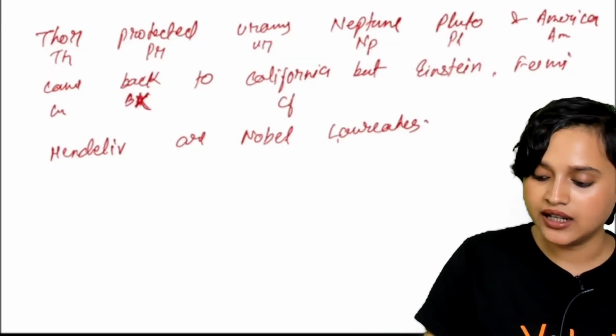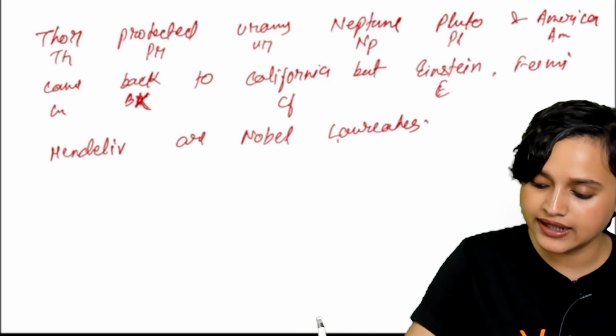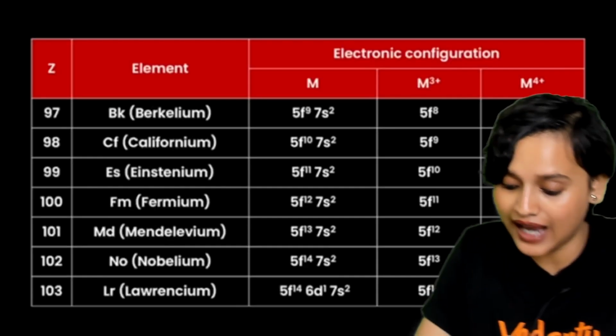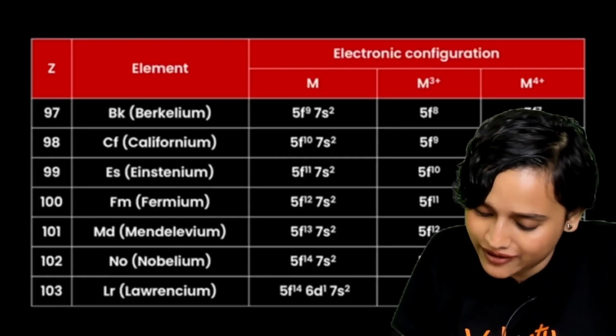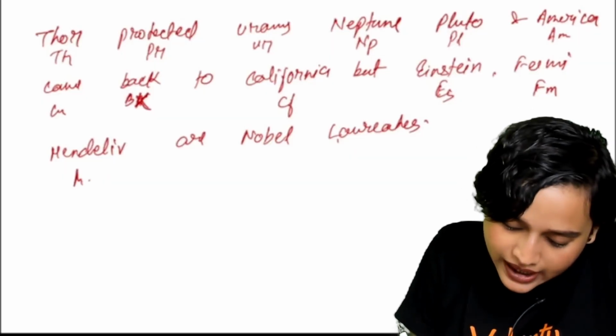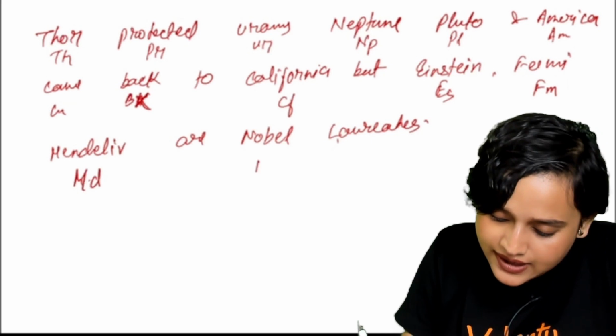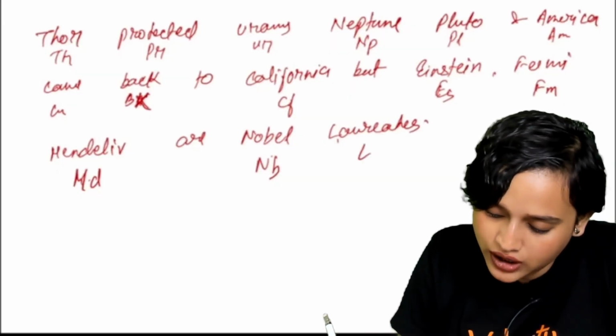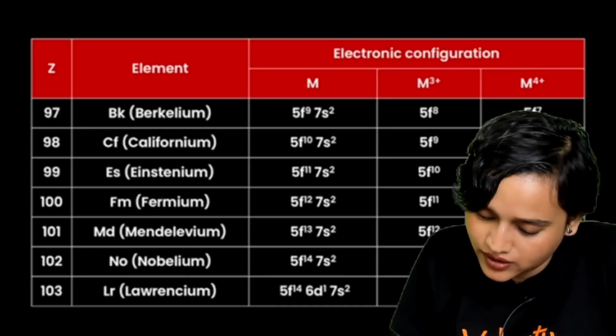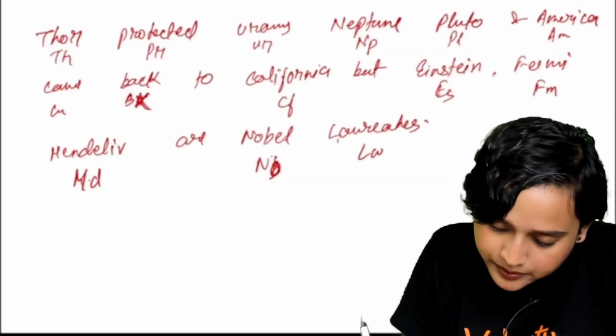Then you have Es, that is einsteinium. Then you have fermium, so Fm. Then you have mendelevium, so Md. Then you have nobelium, and then finally you have lawrencium. So Lw, this is not No, this is No, nobelium.